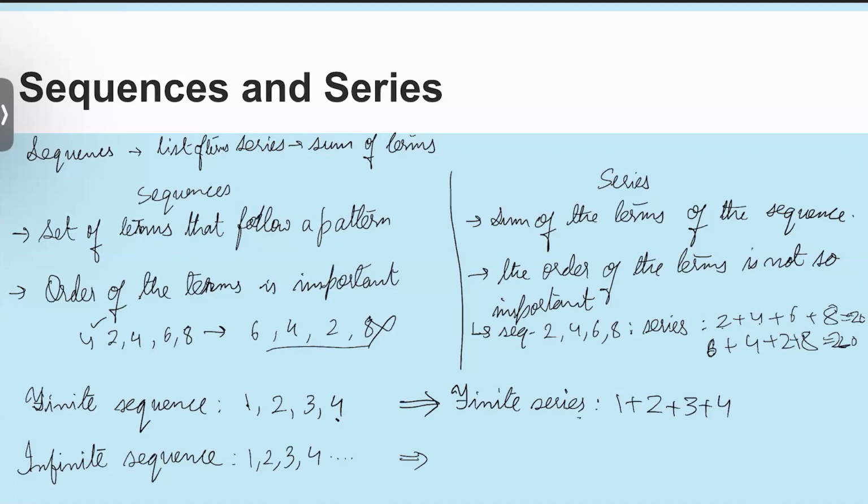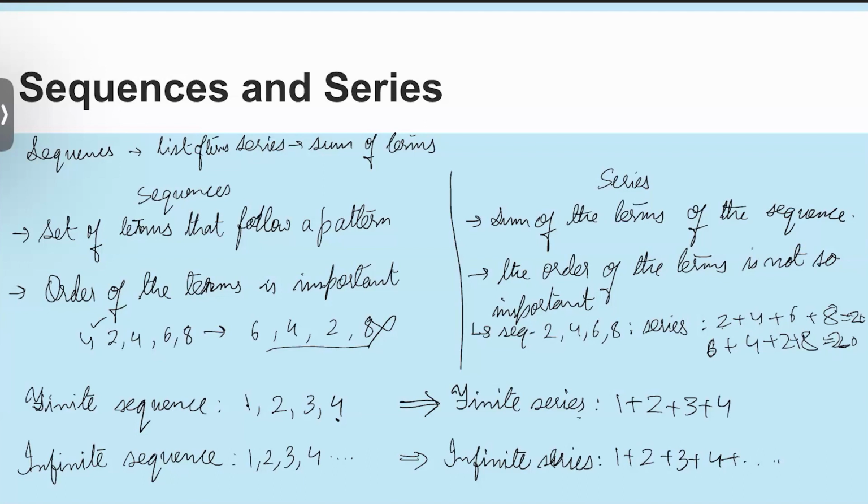But for an infinite sequence, you will have an infinite series, because as the number of terms keeps increasing, those newer terms will also be summed together. So you'll have 1 plus 2 plus 3 plus 4 and so on, and this will go on increasing. So this is what we understand by the definition of sequences, the definition of series, and how a series is formed.